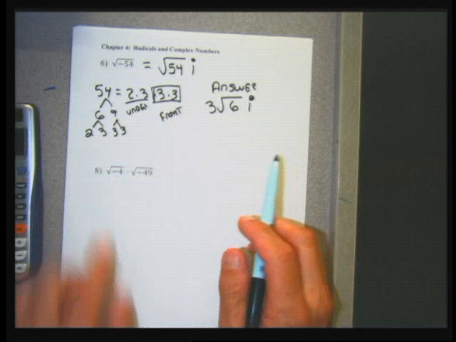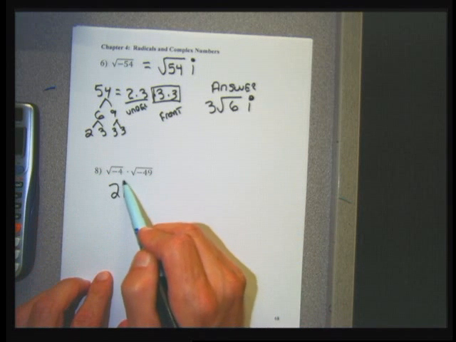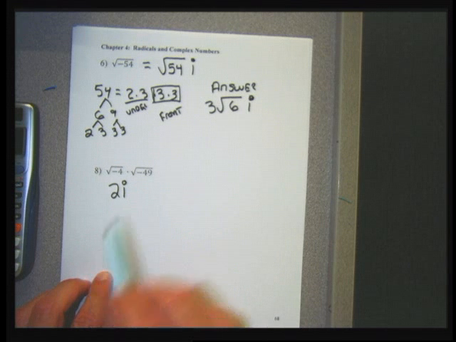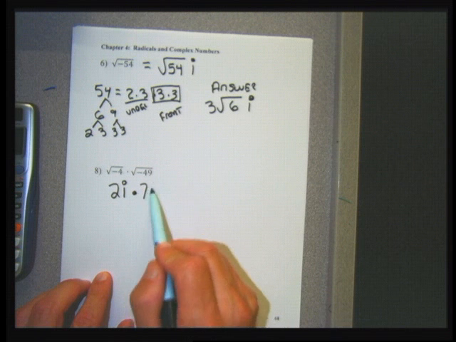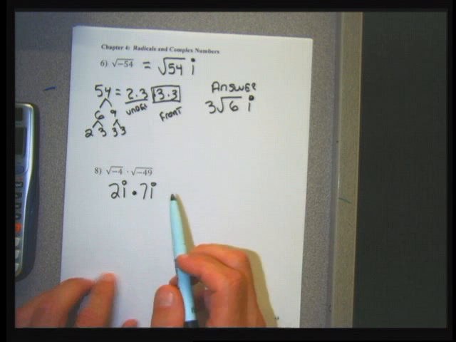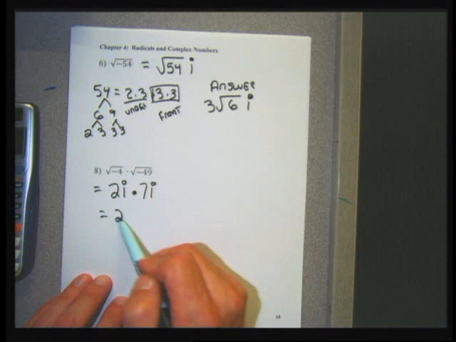8, if I was doing it by hand, the square root of negative 4 is 2i because the square root of 4 is 2, but the square root of any negative gets an i. Square root of negative 49 is going to be 7i. For now, I'm going to treat the i like the x. I'm going to multiply the 2 and the 7 and multiply the i and the i.